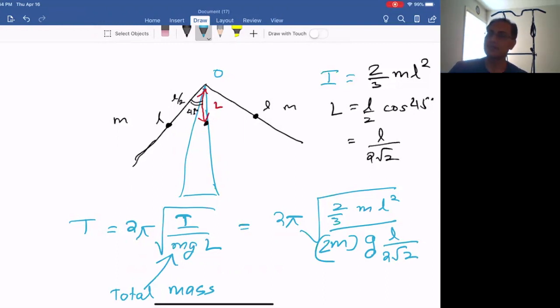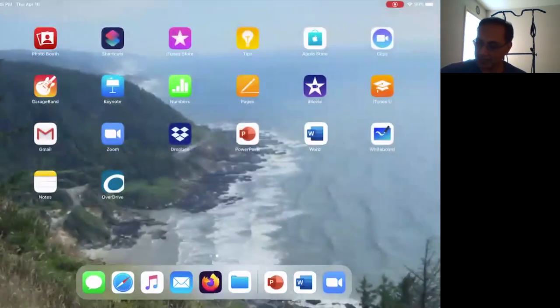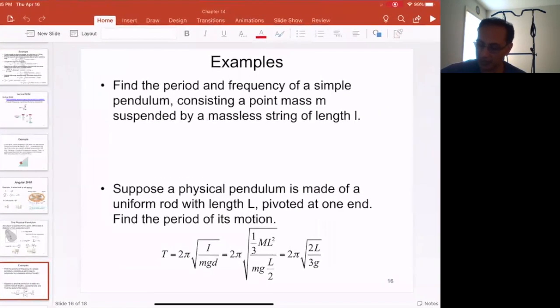All right, so we did a few problems on physical pendulums. We just have two more topics in this chapter, which I'm just going to very briefly go over.